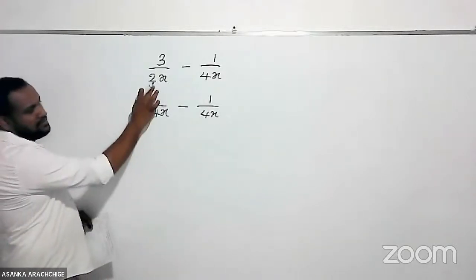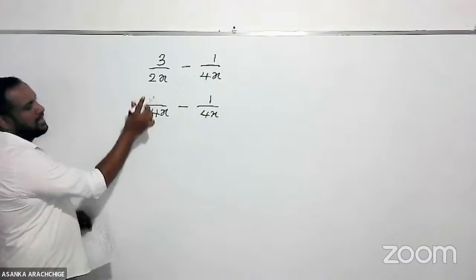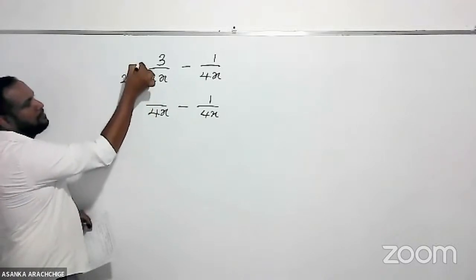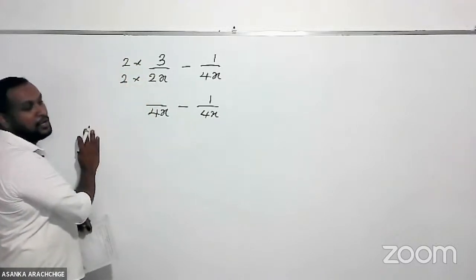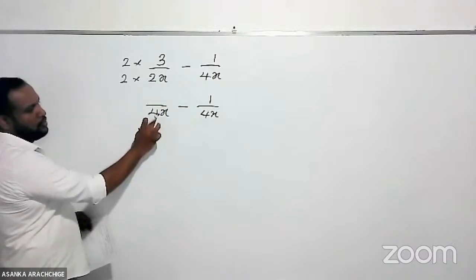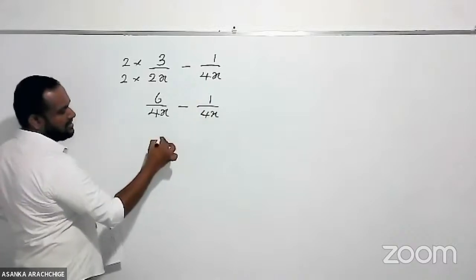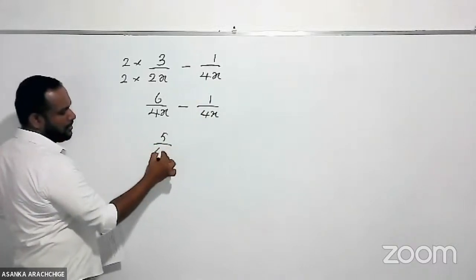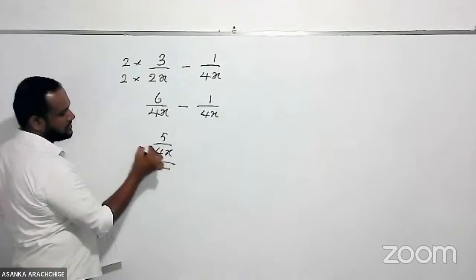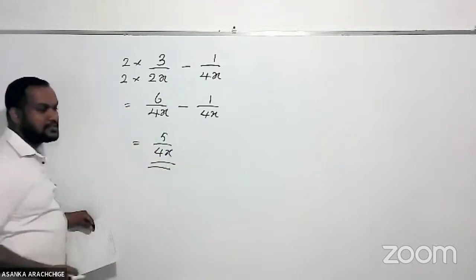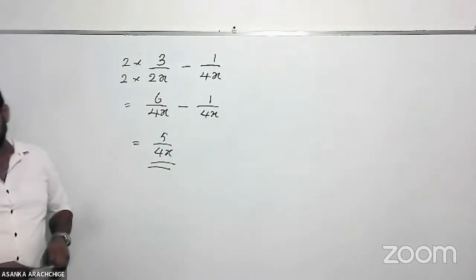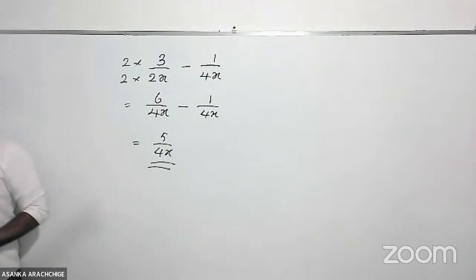How many times is this of this? 2 times. So multiply both denominator and numerator by 2. 2 times 2x, 4x. 2 times 3, 6. 6 minus 1, 5 upon 4x. This is the answer. Correct? 5 upon 4x. Correct?